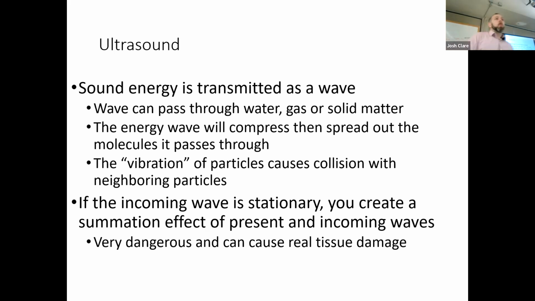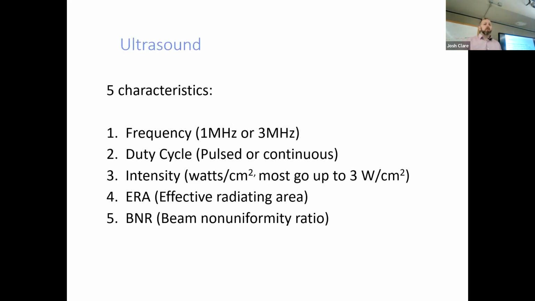We can have thermal or non-thermal settings for our ultrasound. But if we keep the sound waves stationary all at the same point, then we can cause a collision of these sound waves, and that can cause damage, and we're going to be really careful about that. It's called cavitation, we'll look at. So 5 characteristics of ultrasound that we're going to talk about: frequency, duty cycle, intensity, effective radiating area, and then beam non-uniformity ratio.